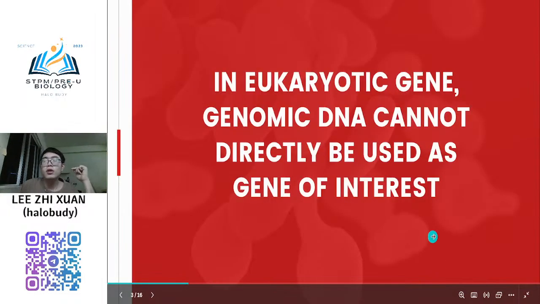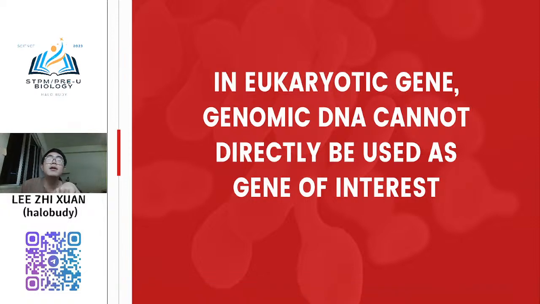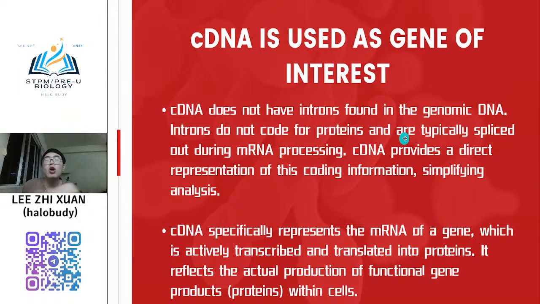But for eukaryotic genes, not only human and animal, but also plant, all these are eukaryotic genes, right? They all contain eukaryotic DNA. So this one you cannot directly isolate. Why cannot? Because genomic DNA contains introns.